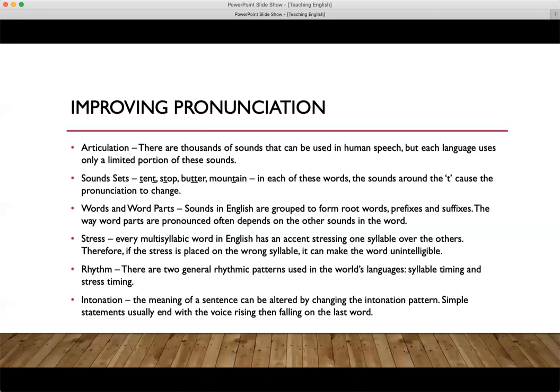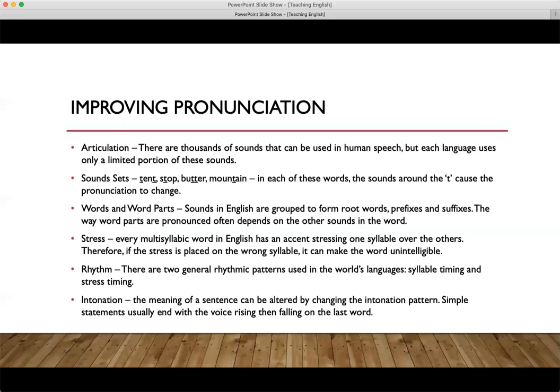We can look at where the stress is. Every multisyllabic word in English has an accent stressing one syllable over the others. Therefore, if the stress is placed on the wrong syllable, it can make the word unintelligible.